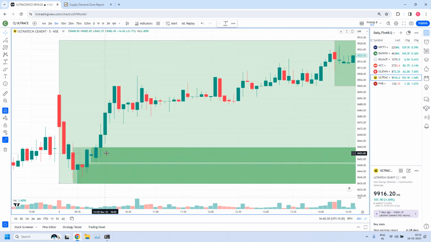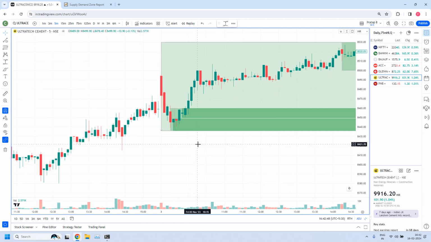Two 15-minute zones we identified. Drop, 2 base candles, a rally. Again a rally, 2 base candles and again a rally candle. We have two 15-minute zones. You can say almost LOTL zones, because the difference between these zones is very minor.